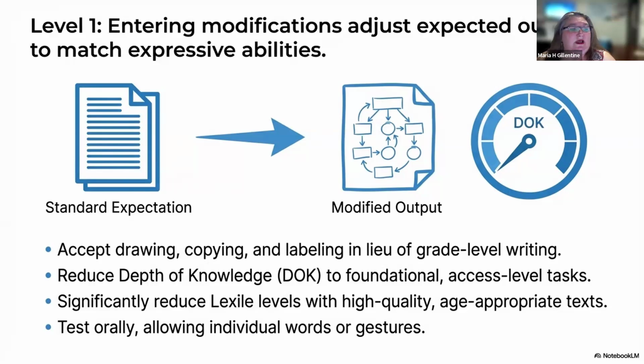Reducing tasks to foundational levels of thinking, using highly supported texts with lower lexile levels, and allowing oral responses or gestures, pointing, one-word answers. All of these are examples where our goal is not to assess English proficiency in every assignment. Instead, we want to determine what students know and understand about the content. When modifications are aligned appropriately, then students can participate successfully while continuing to build their language skills.